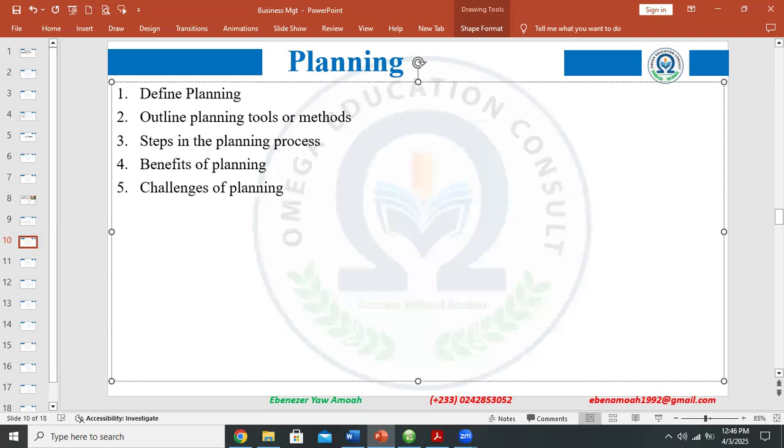So professors, you can note these things down because these are the major things you have to take note of when it comes to planning as a function of management. So without wasting time, we'll quickly glance through these things I've outlined. And coming from the fact that we were all available during the presentation, I expect lots of contributions from your end, right? So let's define planning. What is planning?